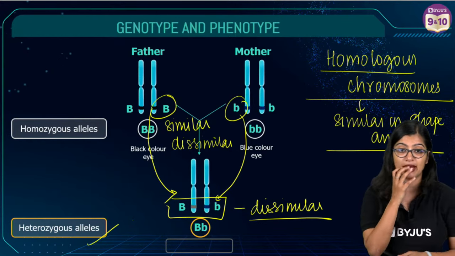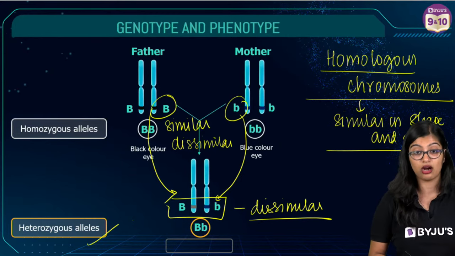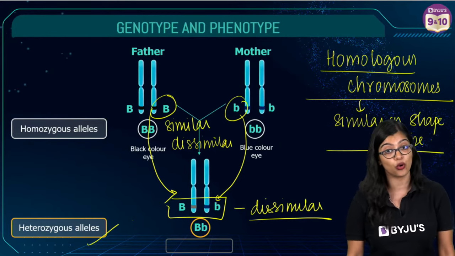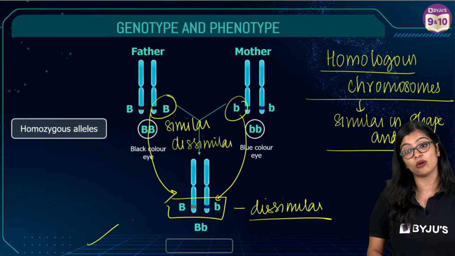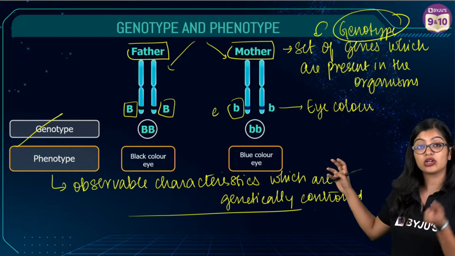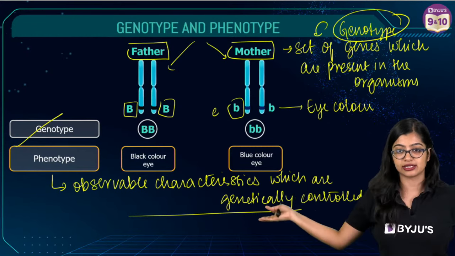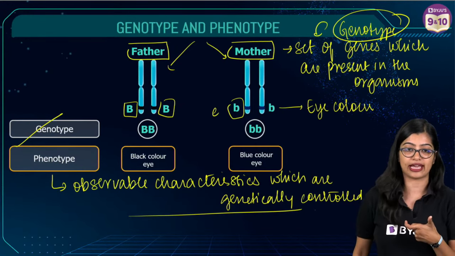So this is what we mean by it. So ma'am, can we say that genotype is the organism's full heredity information? No, because that is what we will say as genome. That is another word that we will use for it. But when you talk about genotype, it is with respect to a set of genes, not all genes, but a set of genes that code for a character.